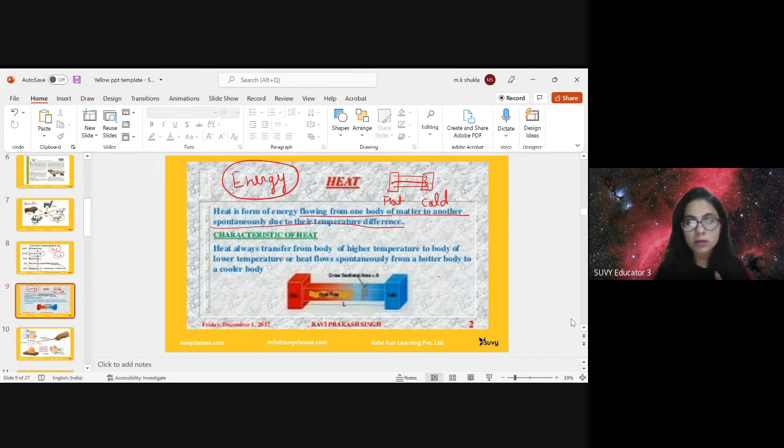You have this container with hot water in it. After some time this hot water cools, because the heat from this water moves to the surroundings. Why the surroundings? Because the temperature of the surroundings and the temperature of this container are at different levels. So in order to maintain a balance, the heat from this container transfers to the surroundings, and the temperature becomes normal and the boiled water cools down. Right? So, characteristics of heat.